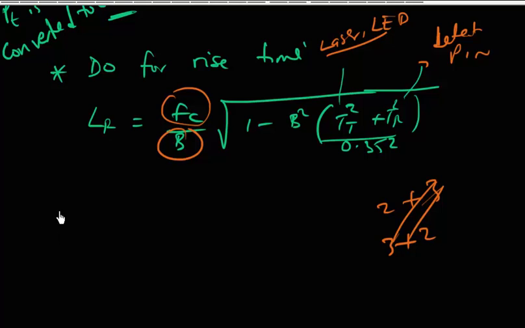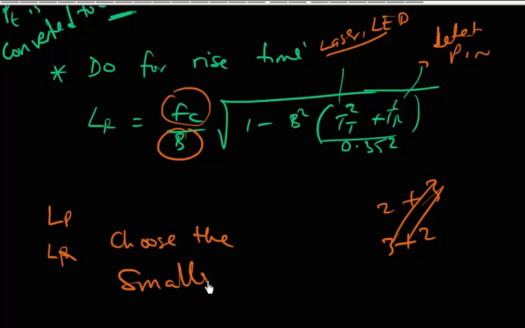You calculate the two lengths. So you now get LP, you now get LR. Choose the shorter, the smaller one. That's it. Easy, right? Better than the first. Alright, good luck to you all.